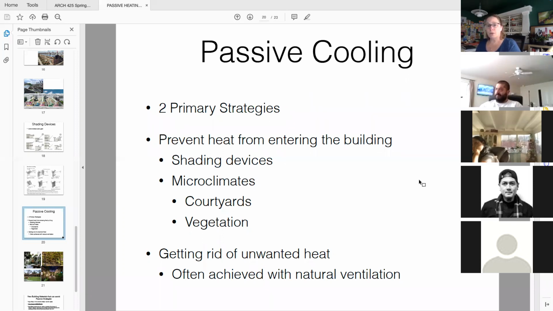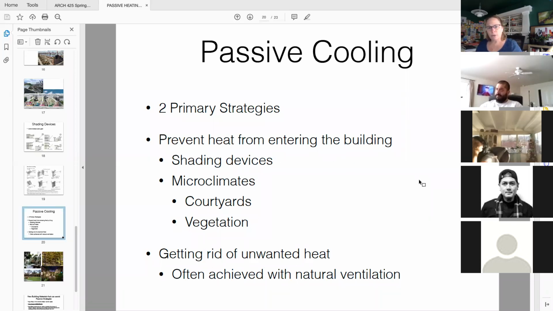Can you do that with natural ventilation? Can you look at your prevailing winds? Where are they coming from? Can you capture those during the hot months? Which direction do they come from? In a lot of places, the winds will move based on what time of year it is.